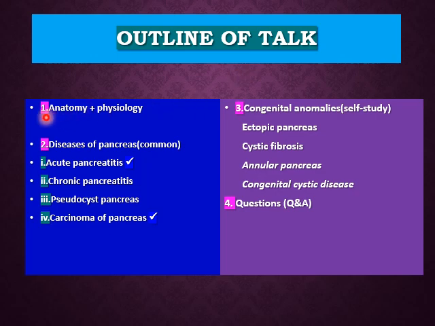First, the anatomy and physiology, the applied anatomy and physiology, and the common surgical diseases of the pancreas, which are 4 of them listed here. You're also expected to be familiar with some congenital anomalies: ectopic pancreas, cystic fibrosis, annular pancreas, and congenital cystic disease. After which, we shall then go through some questions on the subject.